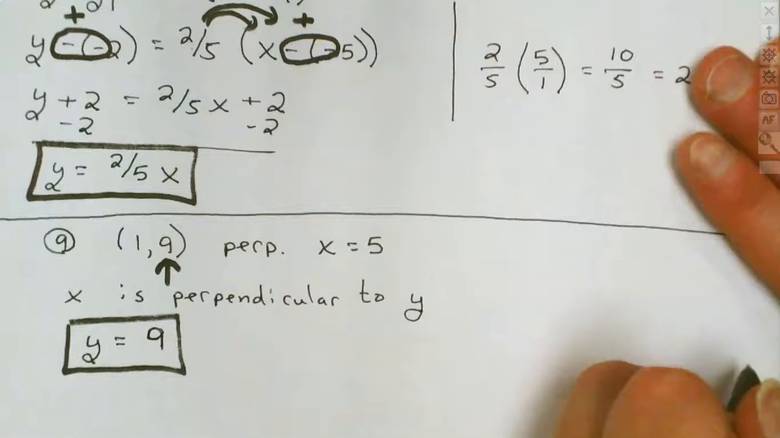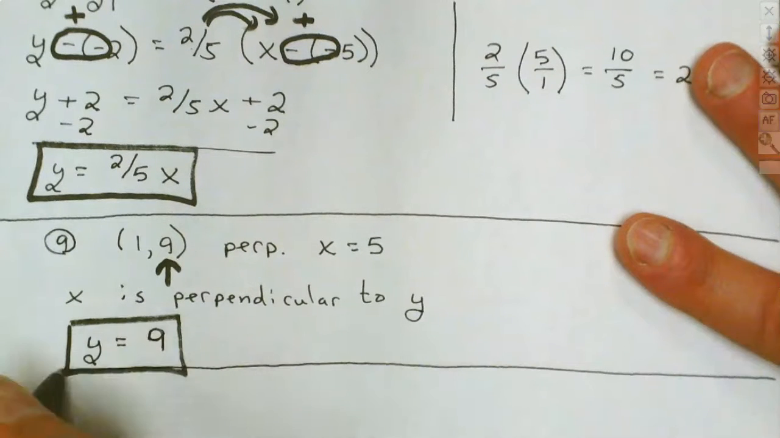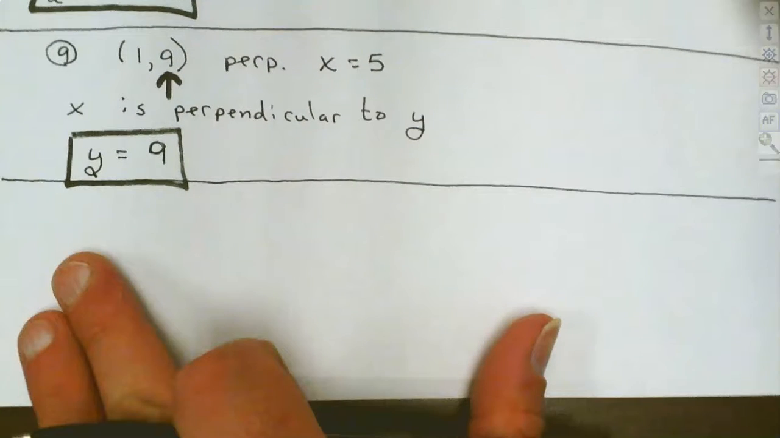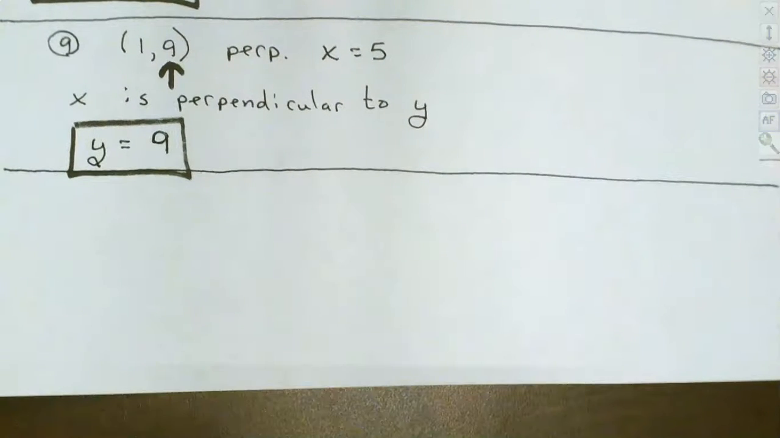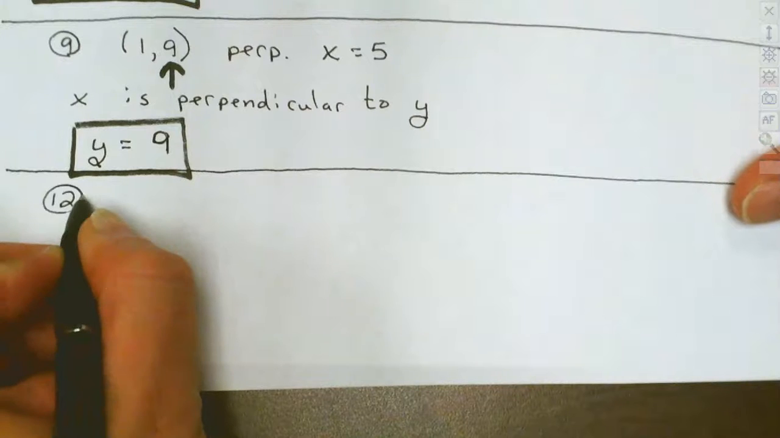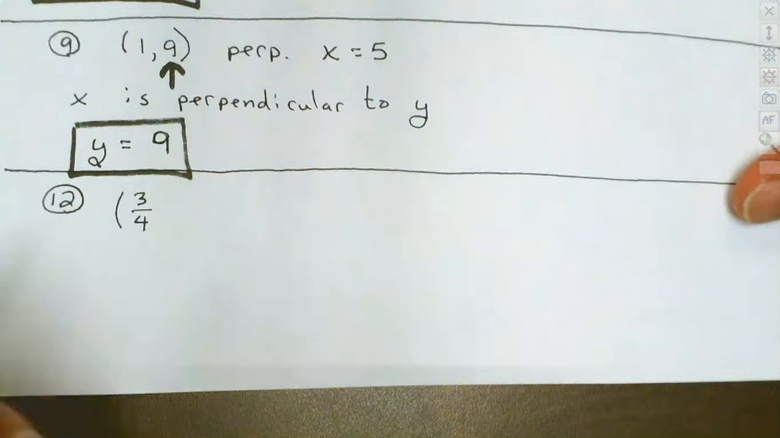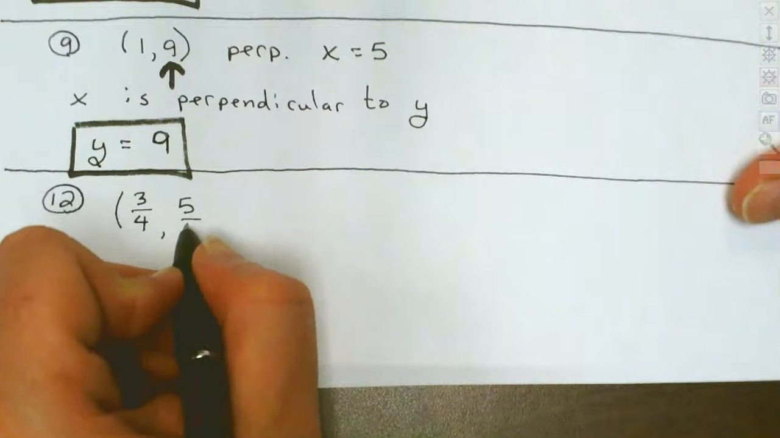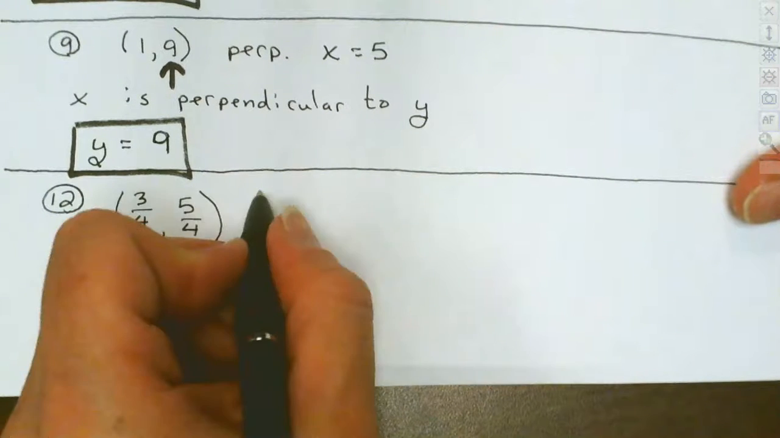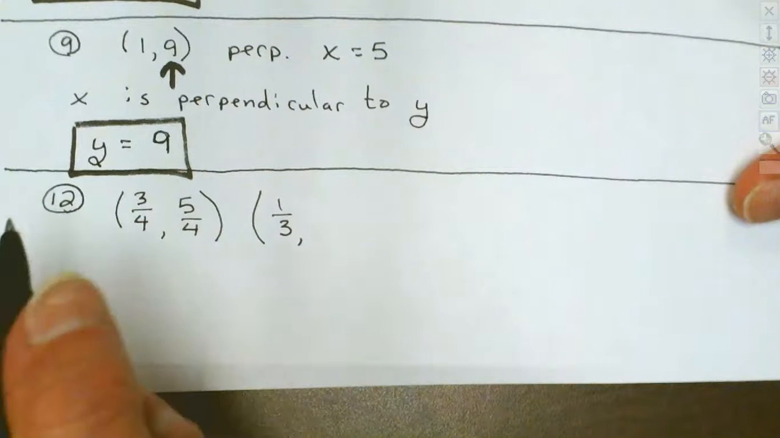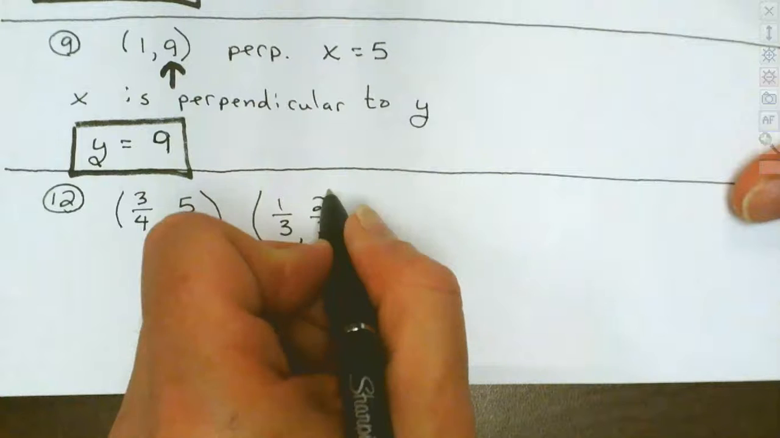Now, question 12 we didn't ask about, but I'm going to go ahead and go through it with you so you see how to work with these fractions and how to get rid of them, and then how to reduce our answer to the correct form. So question 12, we want it in standard form. And we've got 3/4, comma, 5/4 for a first ordered pair. Our second ordered pair is 1/3, comma, 2/3.